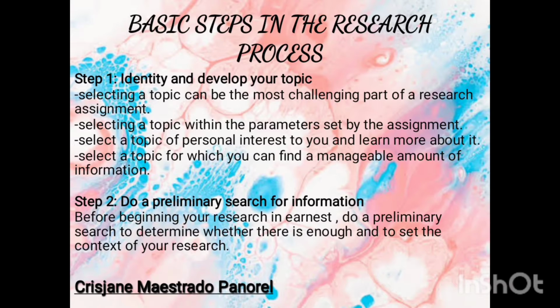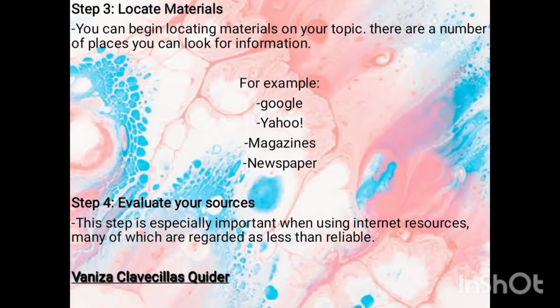Step 2. Do a preliminary search for information. Before beginning your research in earnest, do a preliminary search to determine whether there is enough information and to set the context of your research. Step 3. Locate materials. With the direction of your research now clear to you, you can begin locating materials on your topic. There are a number of places you can look for information, for example Google, Yahoo, magazines, newspapers, and so on.